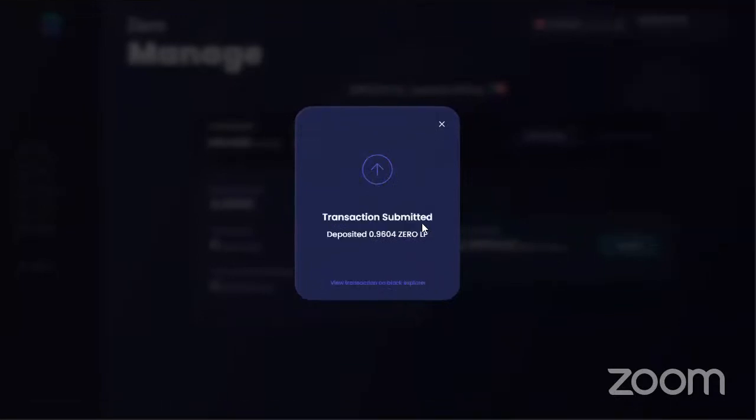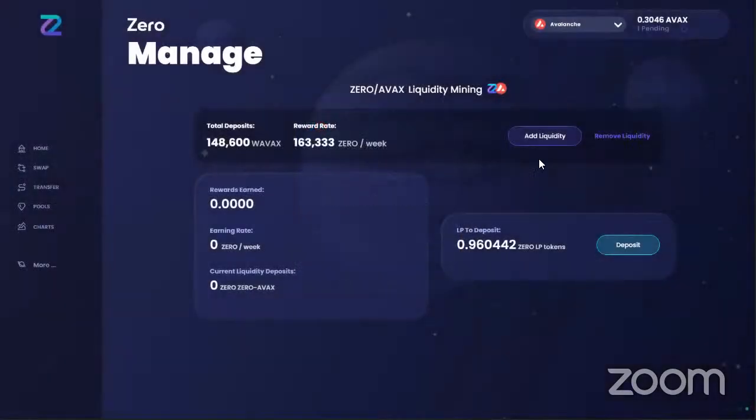Notice how all that has pre-gas calculation, everything built in. It's going to deposit it. This is going to update in a second. It's going to tell me what my earning rate is. Now, granted, I put $10 of ZERO in or something, so there's not going to be a huge earning rate, but it'll still be cool to see.